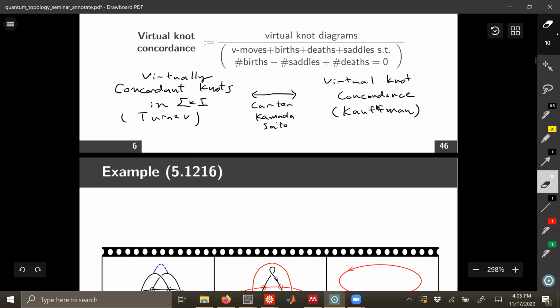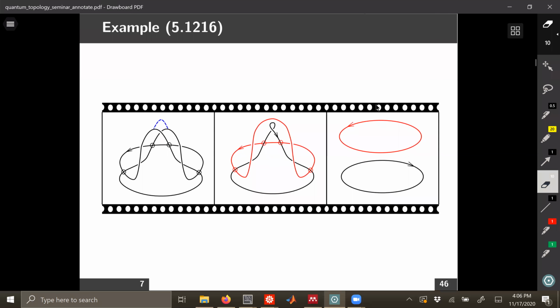Okay, so here's just a little movie indicating a virtual knot concordance. This is 5-12-16 from Green's table. This is not the diagram of 5-12-16 from Green's table. There is an isotopy that's needed to put it into this form so that it has a short concordance movie to the unknot. So we start there on the left-hand side, and the little blue arc here corresponds to where we're going to perform the saddle.